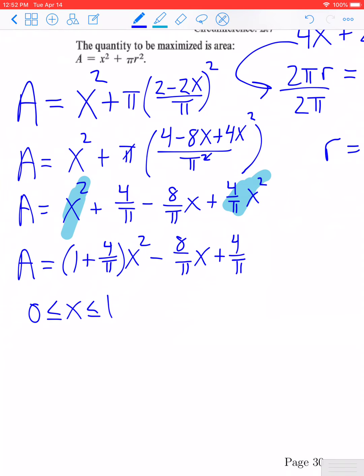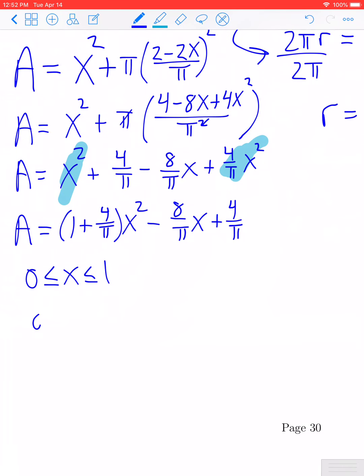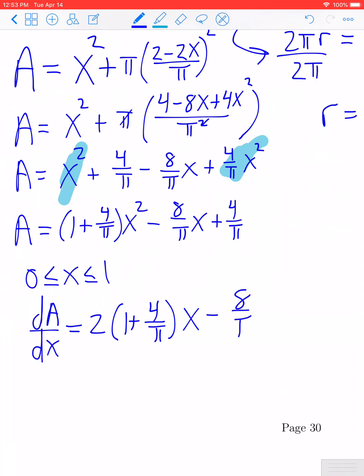So we're going to need to take the derivative here. I'm going to take the derivative of the area function with respect to the x variable. dA/dx is going to be equal to 2 times (1 + 4/π) times x to the first power, minus 8/π. We want to see where dA/dx is going to be equal to 0, looking for our critical numbers.